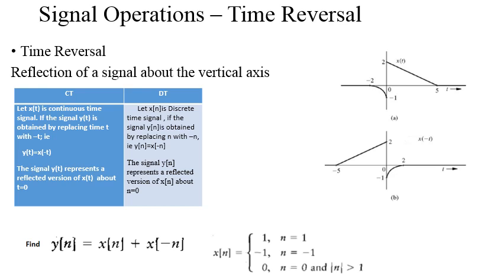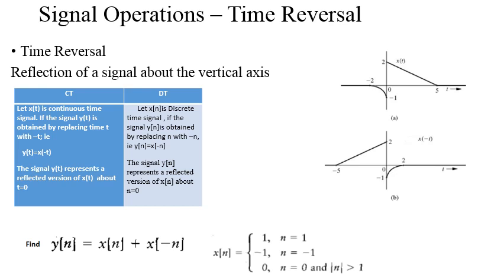So previously we have done the operations on the dependent variable, which is x of t or x of n, and for the case of independent variable, which is t or n, we have performed two operations, namely time shifting and time scaling. So today we are going to discuss the third and final topic of the operations on the independent variable, which is time reversal.